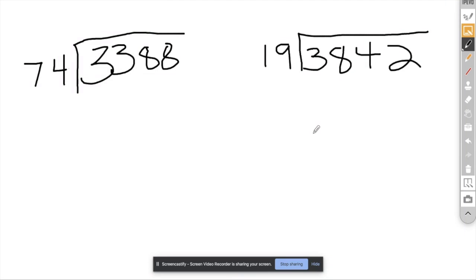And your second problem, 3,842 divided by 19. As usual, I have just made these up. I do not know if they have remainders right at this moment in time. So work them. Tomorrow's video, I will have the answers to these 2 problems already for you with them worked out so that you can check on them.